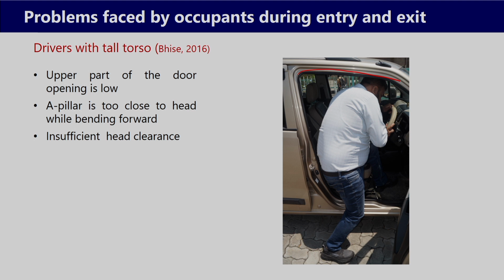On the other hand, they also feel the A pillar is too close to their head while they are bending their head to go inside. As the roof height is relatively low, they bend their torso forward and the head reaches almost towards the A pillar. So, they feel that the A pillar is too close to their head, it should be moved a little bit forward, and due to their bigger torso dimension, they have insufficient head clearance.